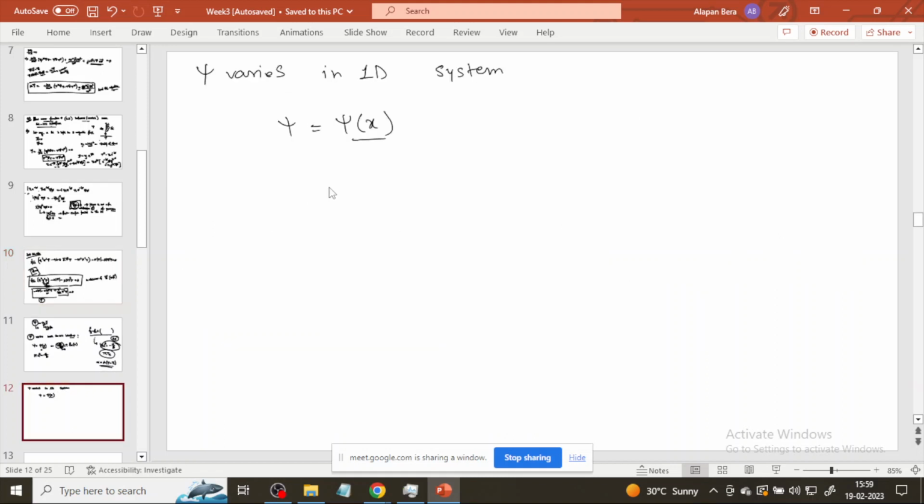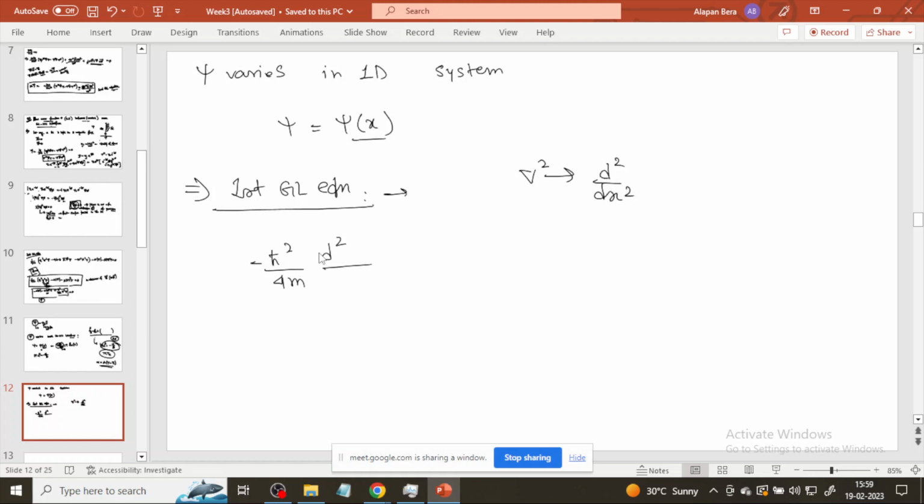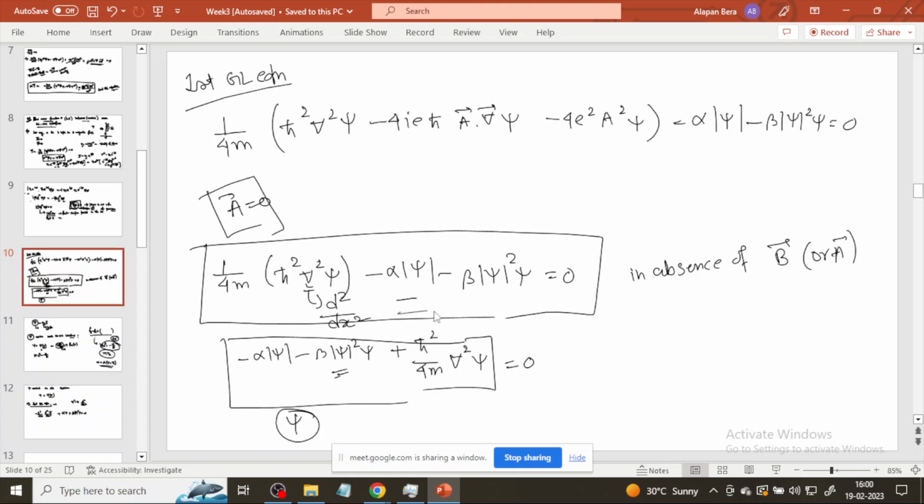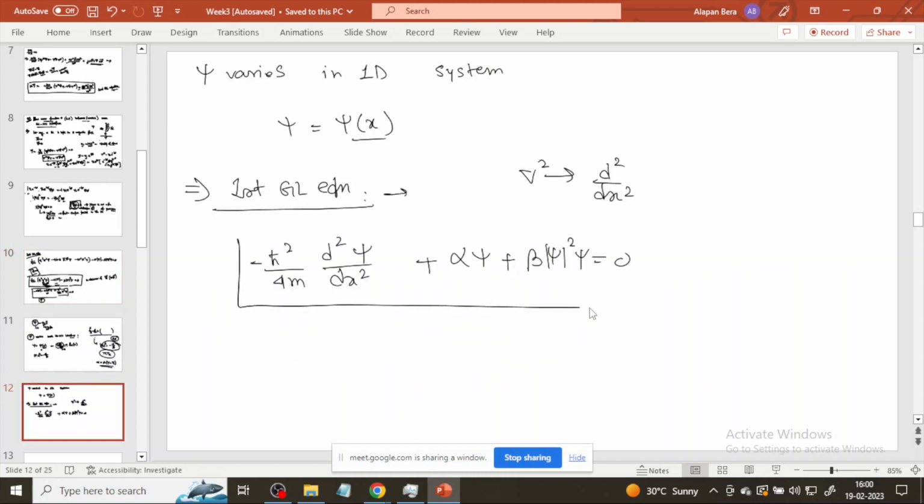So we can write down the first GL equation as minus h cut square by 4m, in the place of grad square we replace this with d square by dx square, so d square psi by dx square, plus alpha psi plus beta mod of psi square psi is equal to 0. So basically we have written this term only, and in the place of this we have written this thing. Now we have got this equation.